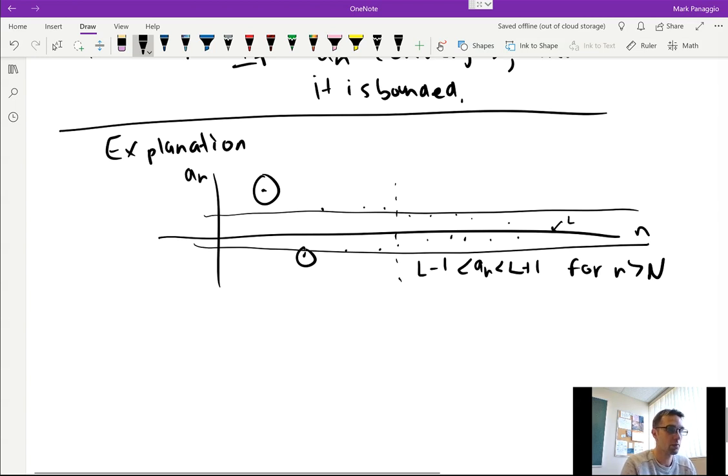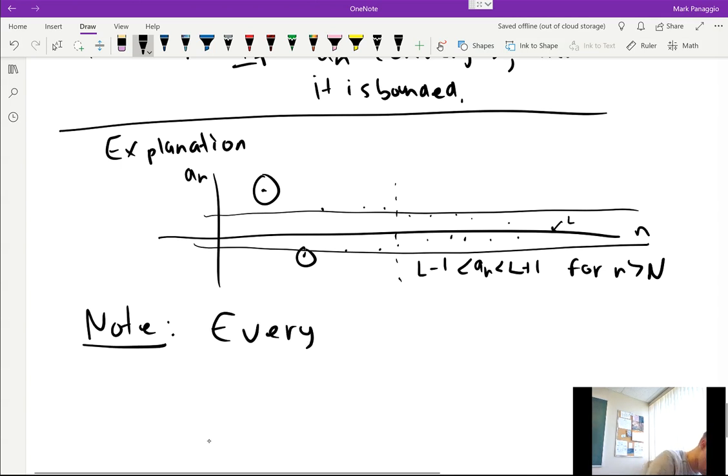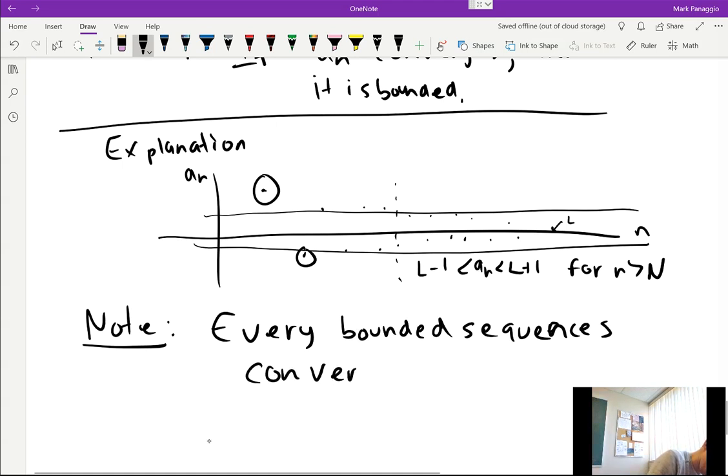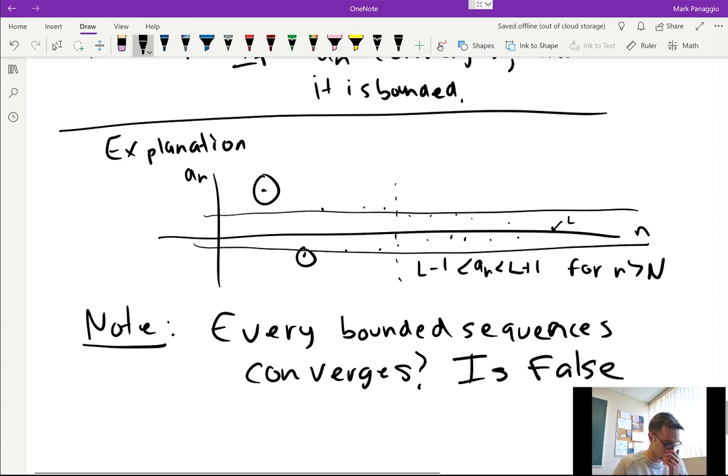Okay, so to summarize, the theorem says any convergent sequence has to be bounded. Now, notice what it does not say. It does not say that every bounded sequence converges. In fact, you can convince yourself that that's not true. That's a false statement. It's not true to say every bounded sequence converges.